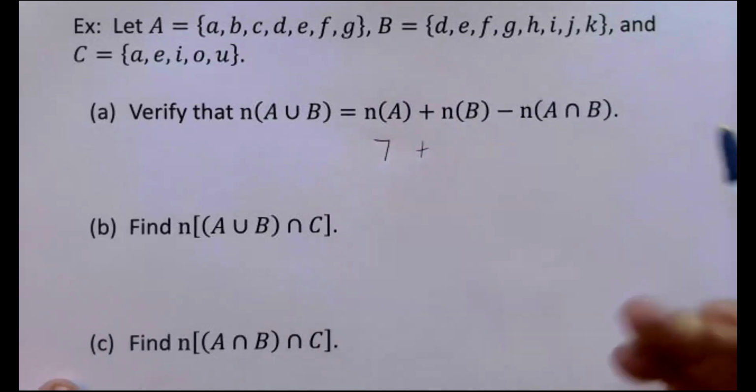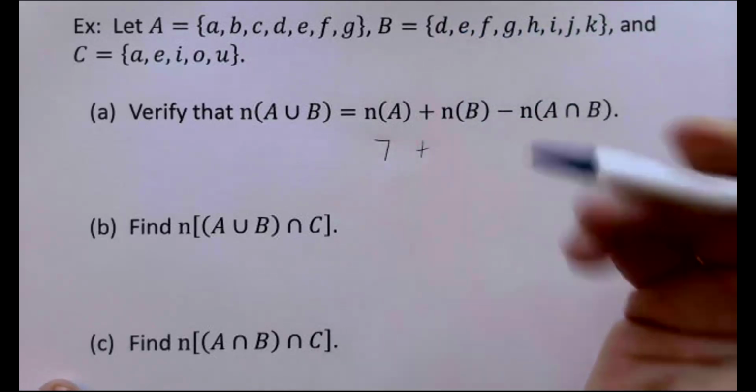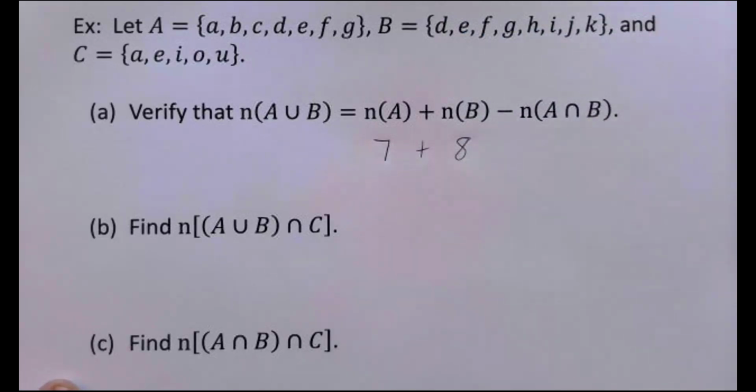Number of elements in set B, just count them: 1, 2, 3, 4, 5, 6, 7, 8. B has 8 elements. Those two are very simple, right? We need to think a little more about this part and this part over here.